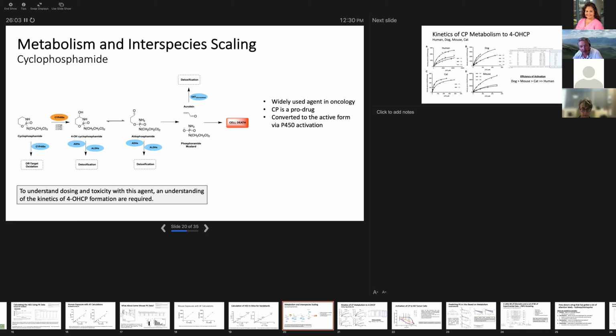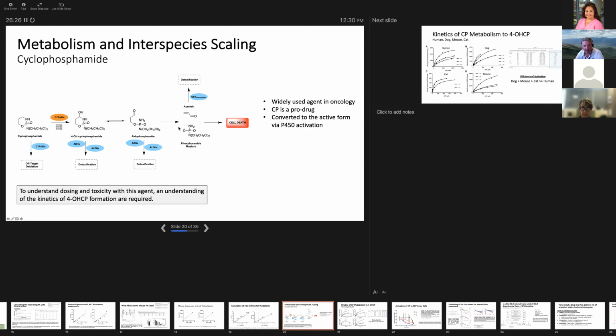And a great example where you might want to try that is with cyclophosphamide for a couple reasons. Number one, cyclophosphamide is metabolized in species, and that's its major route of clearance. The other thing is that the metabolite is actually the active form. And so this 4-hydroxycyclophosphamide needs to be formed for this drug to be active.